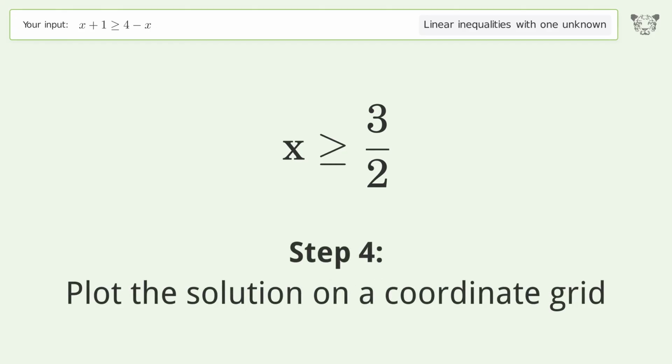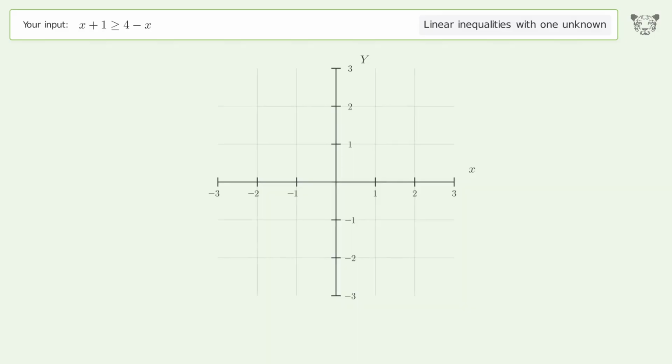Plot the solution on a coordinate grid. And so the final result is x equal or greater than 3 over 2 equal or greater than 11 over 2.